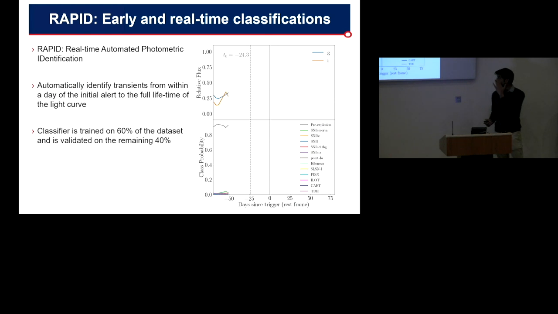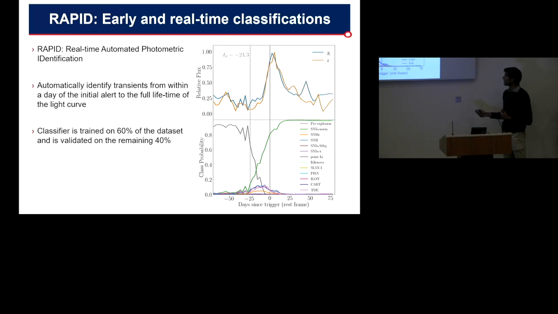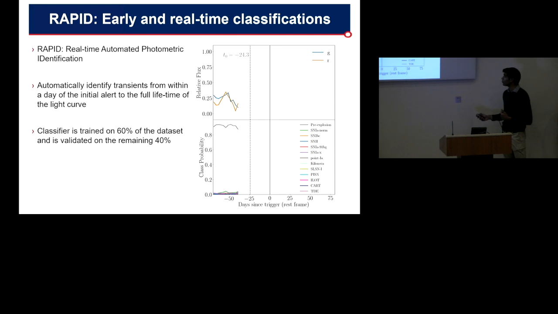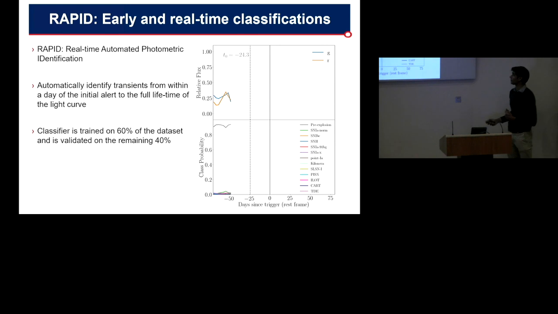Okay, so what our different approach is, we've created this software called RAPID, which is this Real-time Automated Photometric IDentification. And the idea here is that as the transient evolves in time, our classification probabilities evolve as well. So you can see at the start, we predict this object as pre-explosion, and then that kind of drops off as we learn more about the light curve and more information is embedded into the classifier. And you can see this green curve, which is type Ia supernova, slowly becomes more and more confident, and eventually we're very, very confident that this is in fact a type Ia supernova.